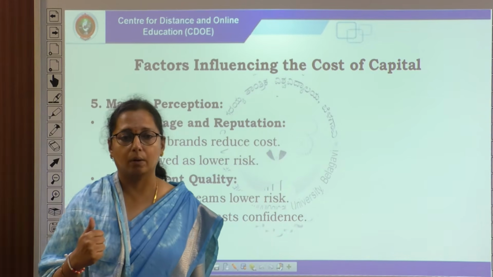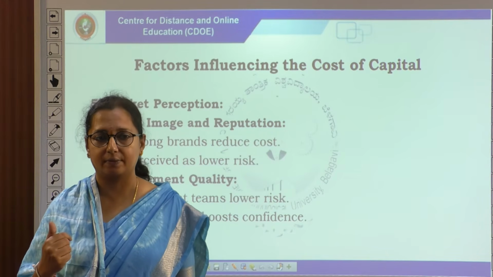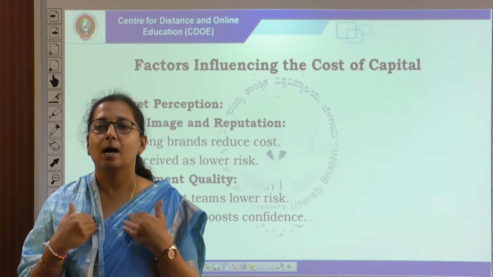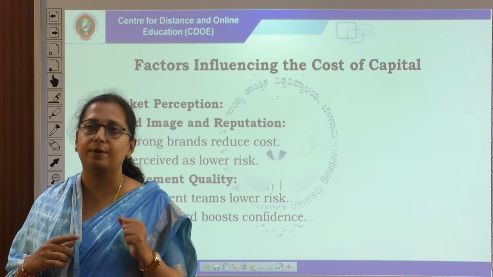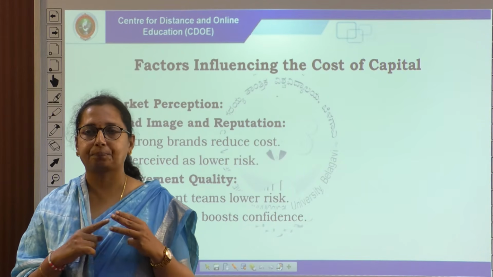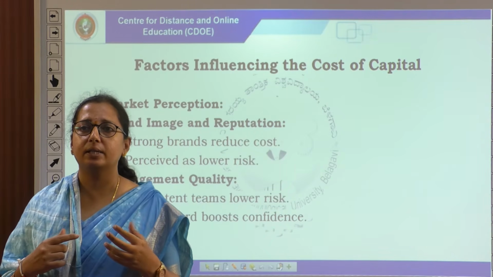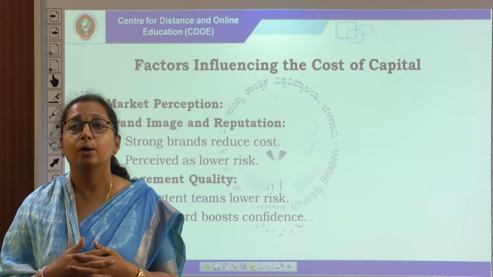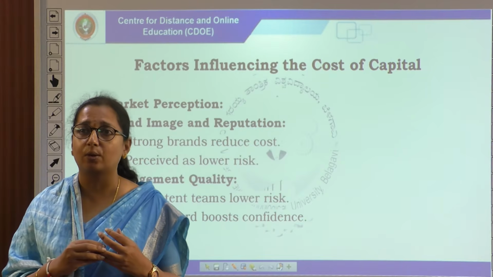Management quality, that is competent teams, low risk, track record boost confidence. Definitely management quality in human resources: we are the humans, we are constructors and we are the destructors, because we have got three different types of resources, that is machinery, men, money. Out of these, machinery and money are non-living resources, men are human resources, so living resources. So living resources utilize these non-living resources.